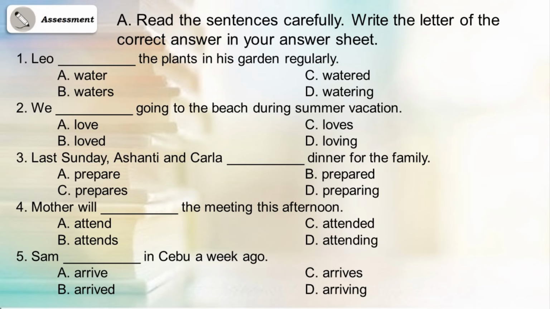A. Love. B. Loved. C. Loves. D. Loving. 3. Last Sunday, Ashanti and Carla blank dinner for the family. A. Prepare. B. Prepared. C. Prepares. D. Preparing. 4. Mother will blank the meeting this afternoon. A. Attend. B. Attends. C. Attended. D. Attending. 5. Sam blank in Cebu a week ago. A. Arrive. B. Arrived. C. Arrives. D. Arriving.